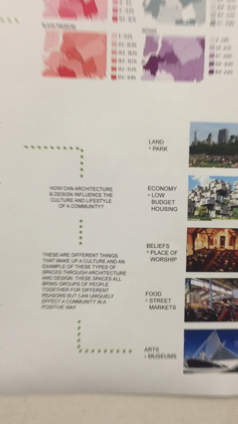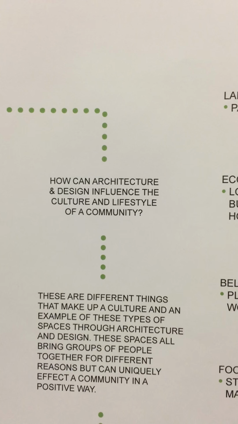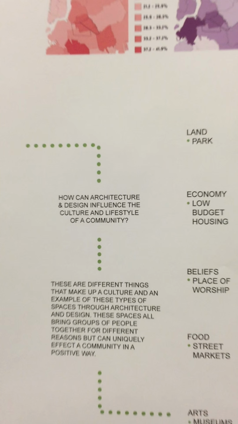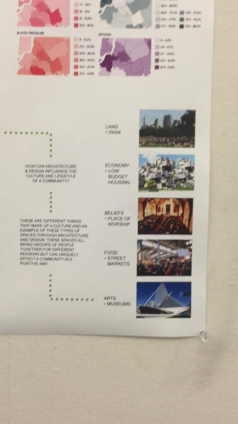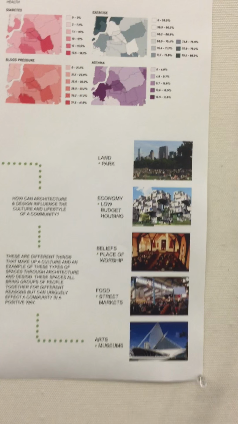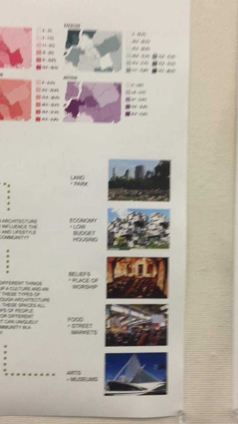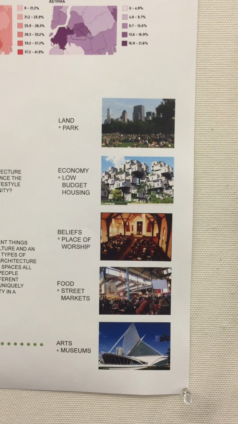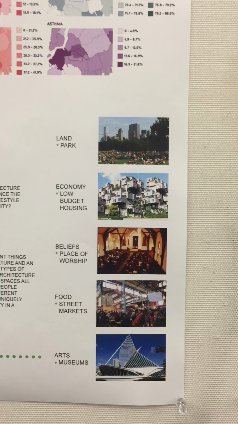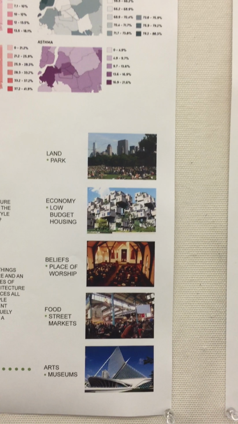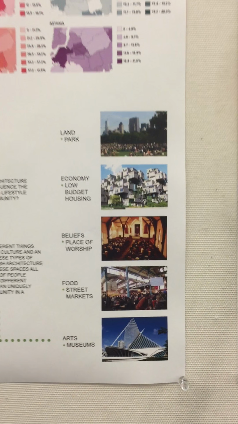And so to my research question: how can architecture and design influence the culture and lifestyle of the community? Here, I just looked at a general sense of different things that make up a culture, and examples of these through architecture. And ultimately, these are different types of spaces that could affect the community in a positive way.